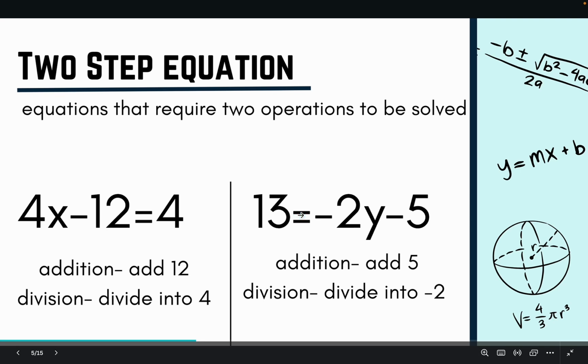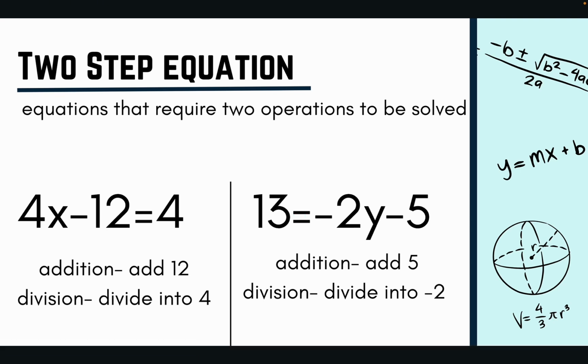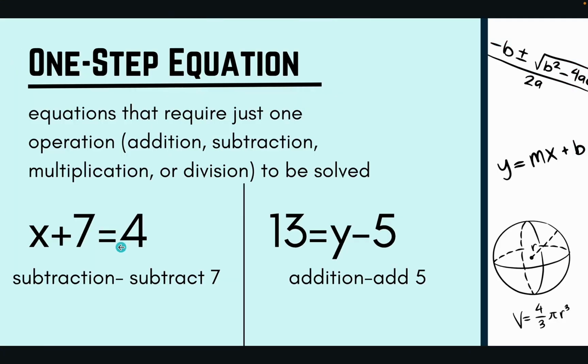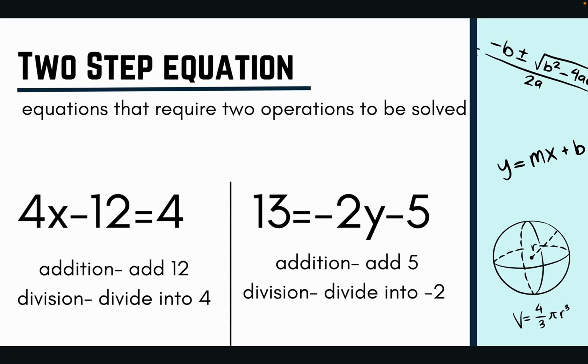Two-step equations are equations that require two operations to be solved. So for 4x minus 12 equals 4, you use addition because there's minus 12 here, remember? If it's minus 12, you use plus 12. And if it's 4x, you use division, which is dividing by 4.